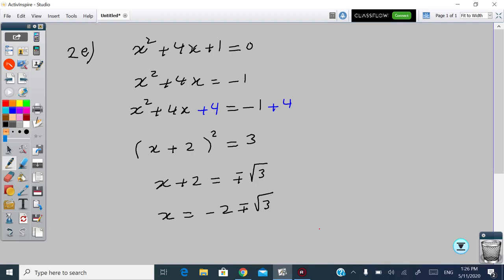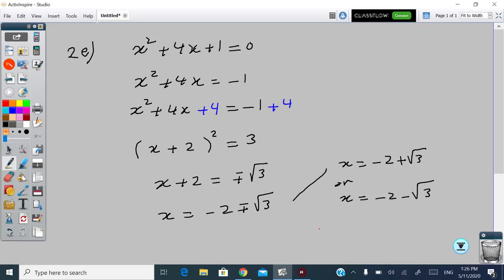This means that I have two possible answers. x is equal to -2 plus root 3, and you can work that out if you want to, or x is equal to -2 minus root 3. And you can work that out if you want to as well, but the question says leave the answers in the simplest radical form.